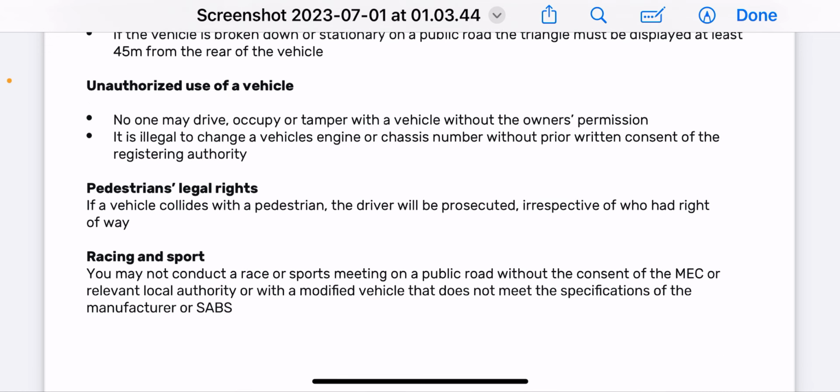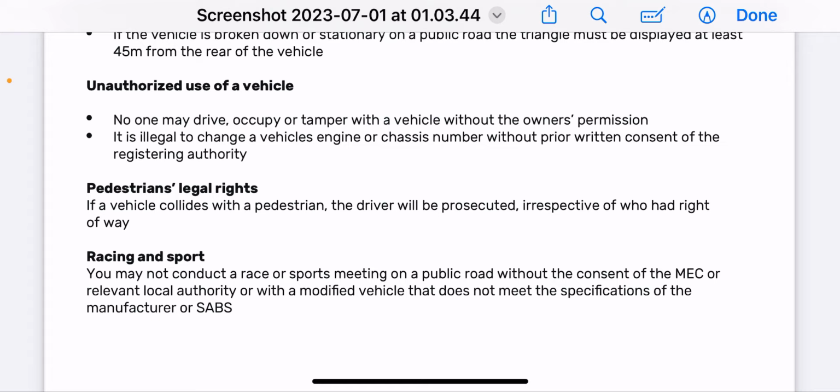And then unauthorized use of a vehicle. No one may drive, occupy, or tamper with a vehicle without the owner's permission. Don't touch my car without my permission. It is illegal to change a vehicle's engine or chassis number without prior written consent of the registering authority.